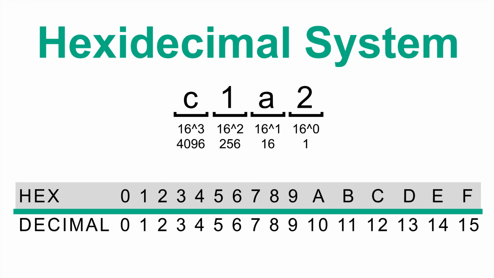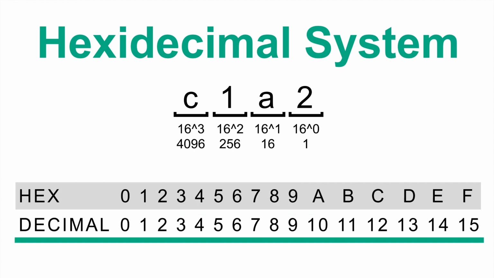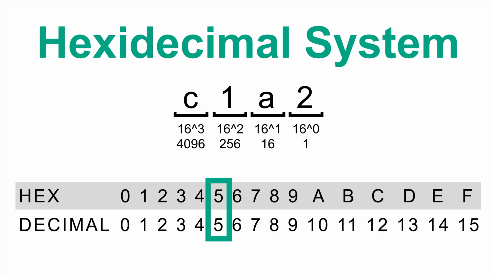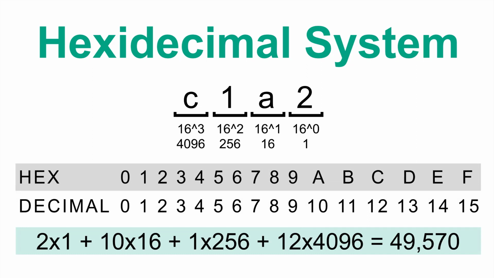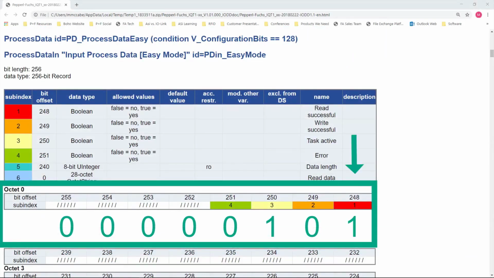Highlighted in gray are the 16 hex digits, and below you see their decimal equivalents. You can see here that my 5 in decimal is represented the same as 5 in hex. But 13, for example, is represented as D. So to convert the C1A2 hex number you see there to a decimal number, I'll add together 2 times 1. This is in the least significant bit location. A, or 10 times 16. 1 times 256. And C, or 12 times 4096. I add all those up and I get 49,570.